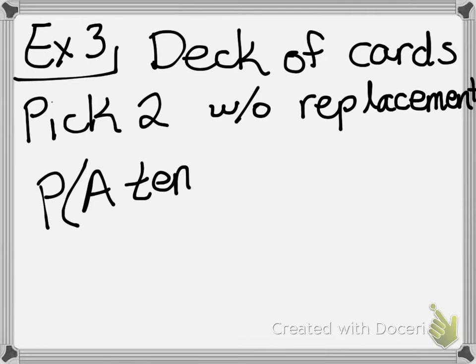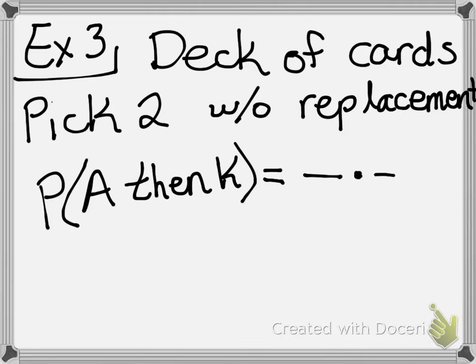What's the probability that I draw an ace? I do not replace it. It's out of the deck now. And then I draw a king. So we're going to do the exact same thing. Find the 2 probabilities and then multiply them together.